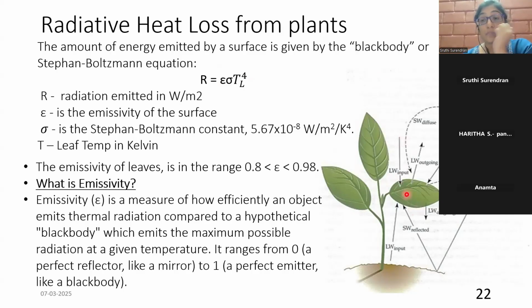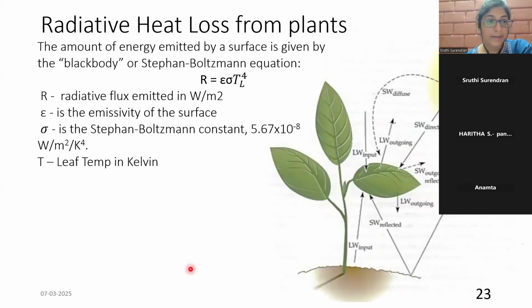That is the same amount of energy that is taken up by the plants from the surroundings, and it is also released from the plant, emitted from the plants. And this energy that is emitted from the plants is a function of the temperature of the leaf.